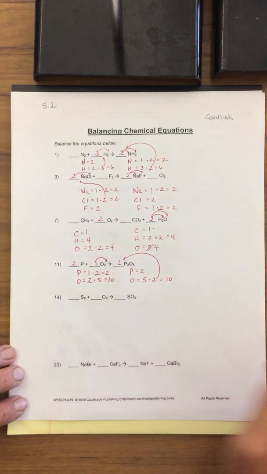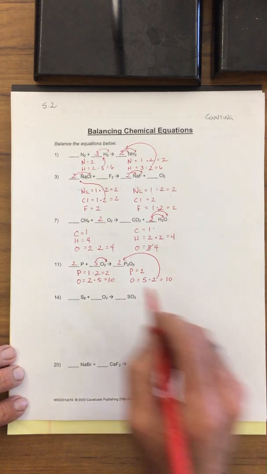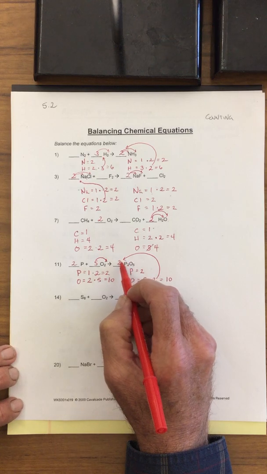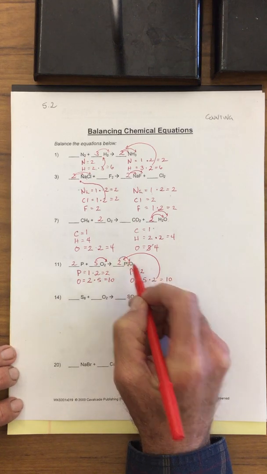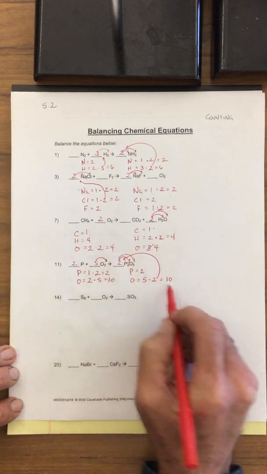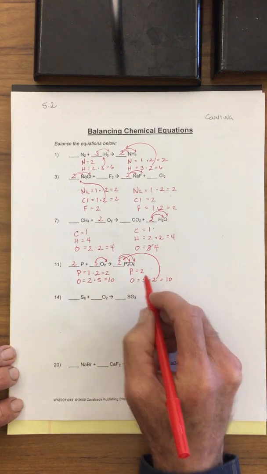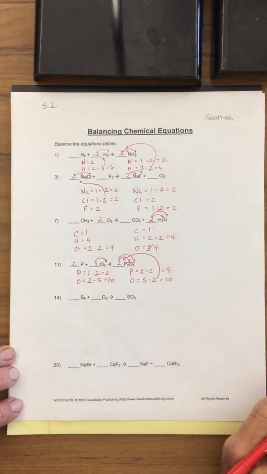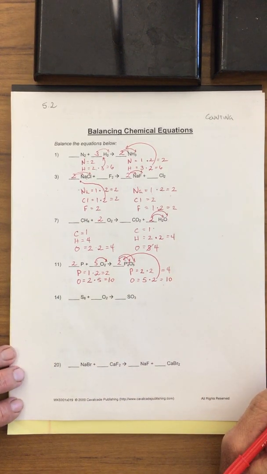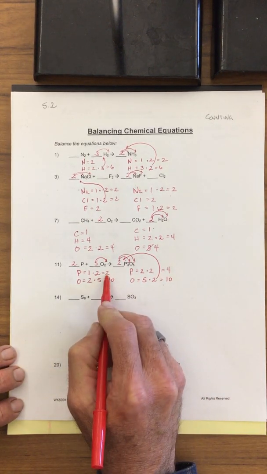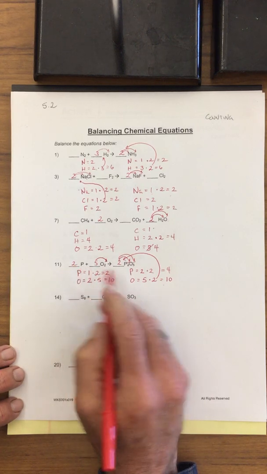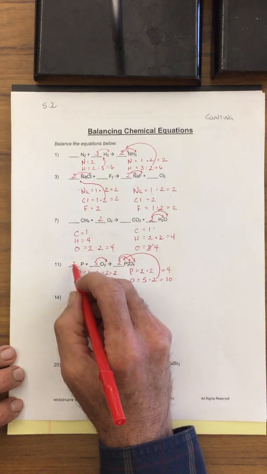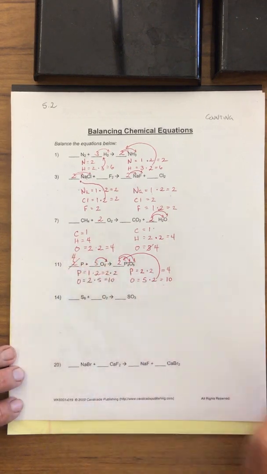So now my oxygens are balanced, but if you take a look at this, I had 2 times 2 for the phosphorus and 2 times the 5. 2 times the 5 gave me the 10, but 2 times 2 now gives me 4 phosphoruses. Well, now I have 2 phosphoruses over here, so I have to multiply that by 2. 2 times 2 would give me 4.